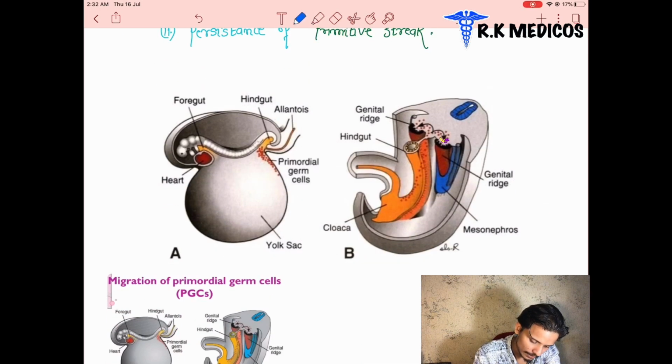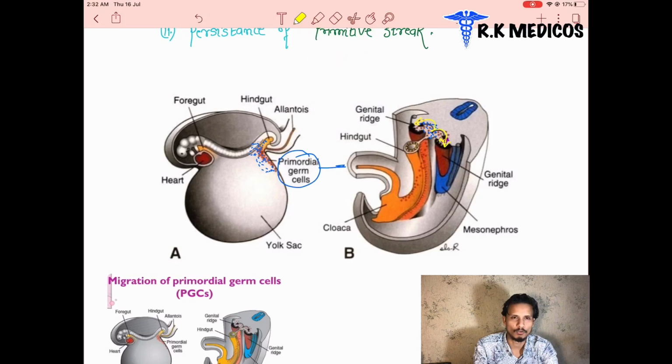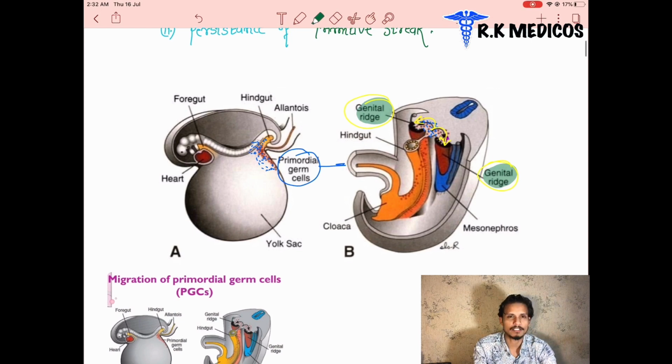We can see these are the primordial germ cells, and these primordial germ cells are going to be transferred to this region. In the next picture we can see these primordial germ cells are here, and they get transferred to that area, forming the genital region. From there the gonads are formed, and they transfer into the gonadal region. So the primordial germ cells are transferred to the genital region.